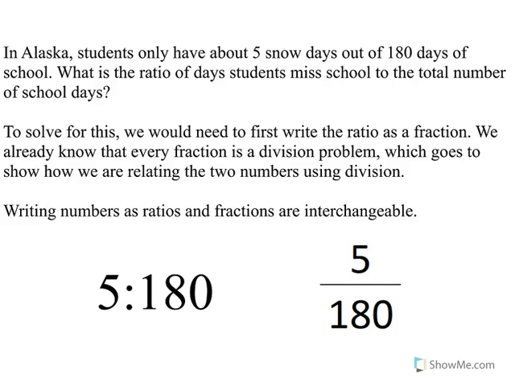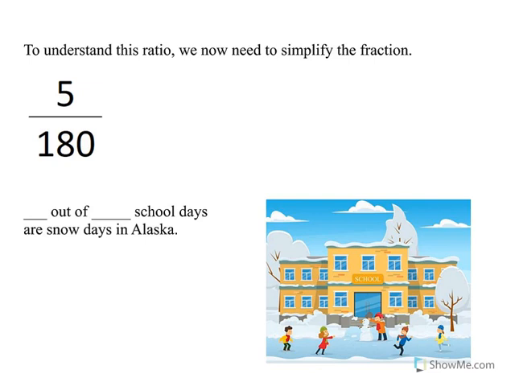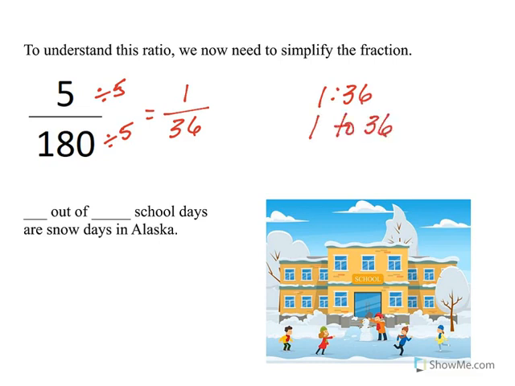To understand this ratio, we need to simplify the fraction, 5 180ths. Because these numbers end with 5 and 0, they are both divisible by 5. So I'm going to divide 5 by 5 and 180 by 5, which is going to give me 1 over 36. So I can write this as a ratio, 1 to 36. So 1 out of 36 school days are snow days.